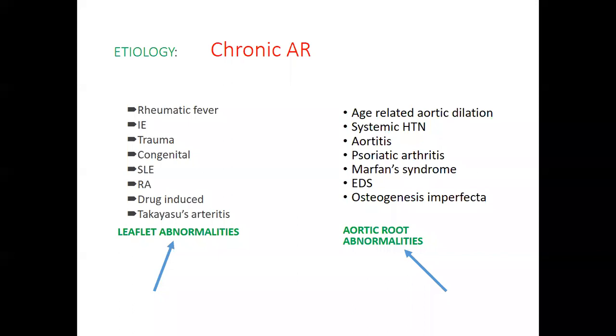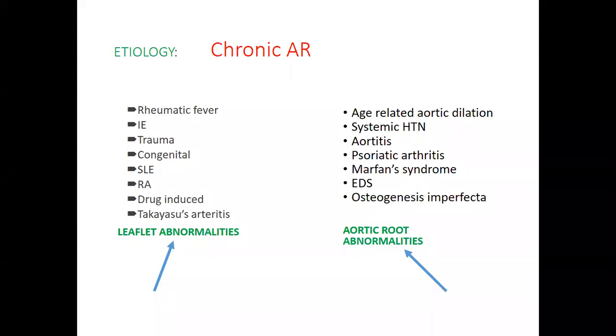Among the aortic root abnormalities, we have age-related aortic dilatation, and long-standing untreated hypertension is again a cause of aortic root abnormalities. Sometimes patients who have aortitis develop dilatation of the aorta, such as in psoriatic arthritis, Marfan syndrome, and other collagen disorders that can lead to dilatation of the aortic root.